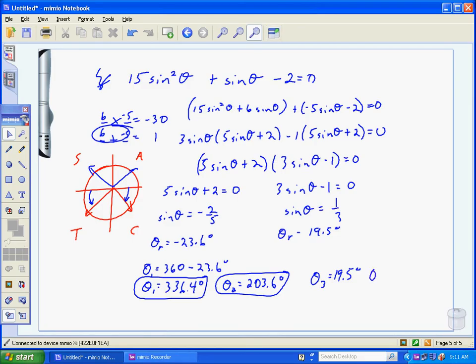And theta 4 is going to be up. So 180 minus the 19.5. What's that going to be? 160.5? So there's our theta 4 and our theta 3.